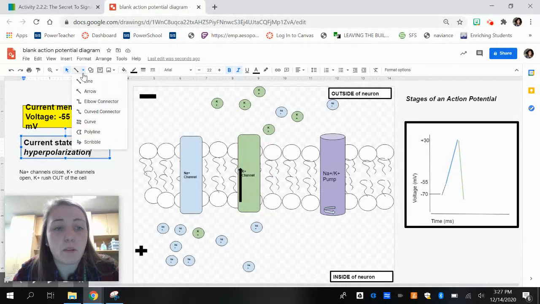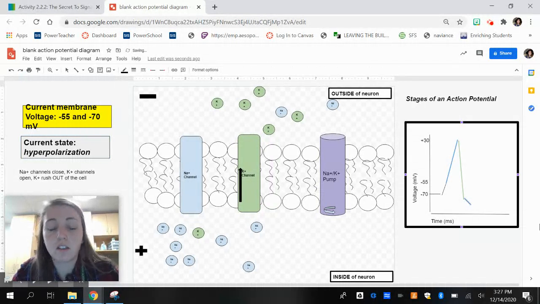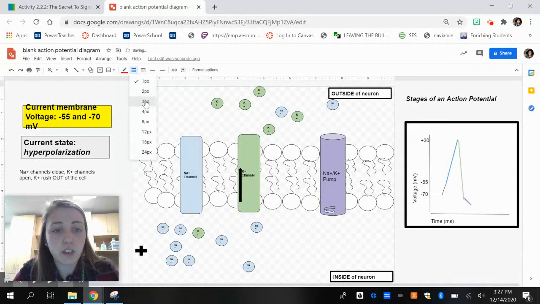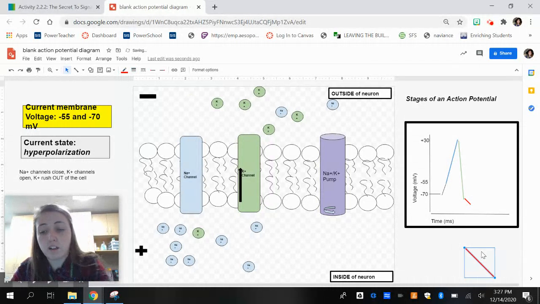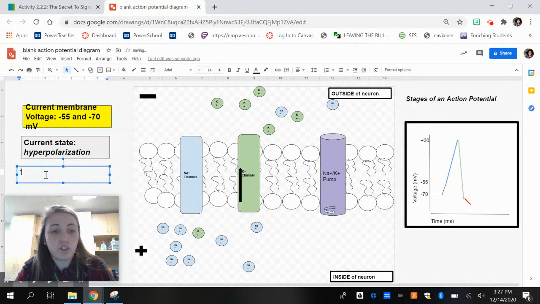And when that happens, we can actually push too many potassium ions out. And we go into this state called hyperpolarization where we're actually more negative than we normally would be, which is the negative 70 millivolts. So go ahead and take notes on that as well. Hyperpolarization is the specific state when too many potassium ions have left the cell.